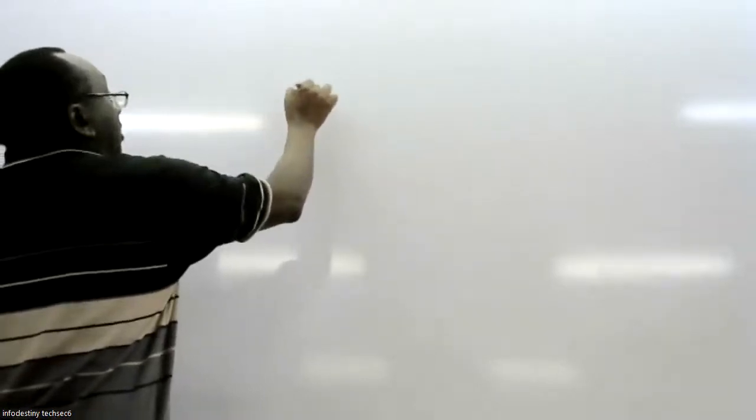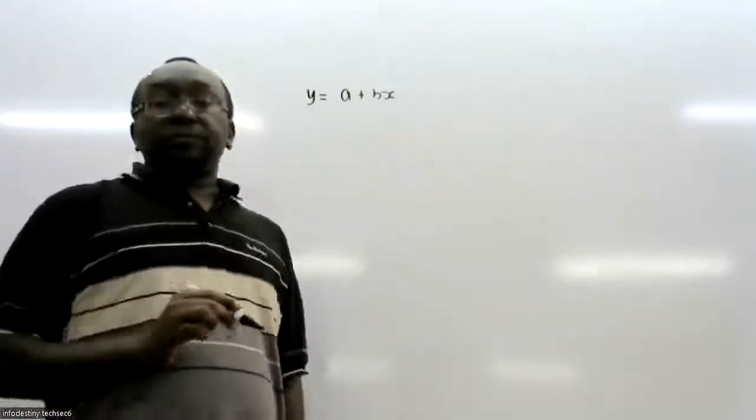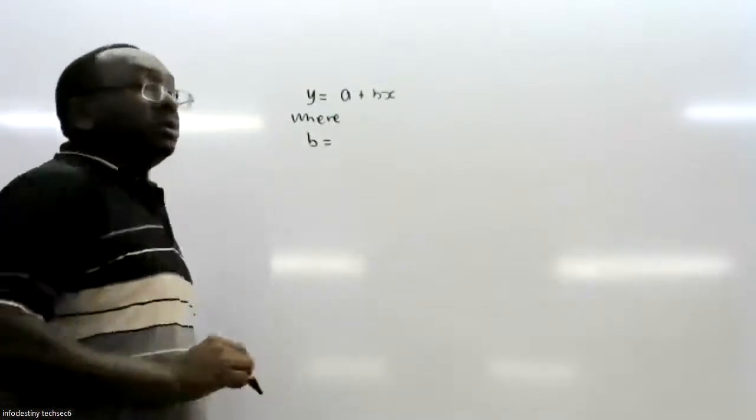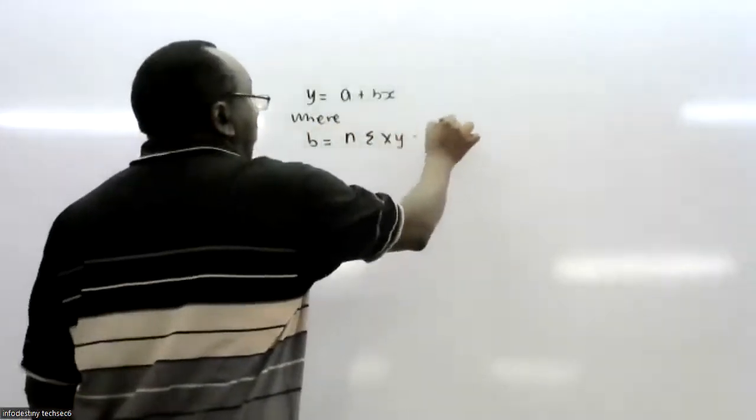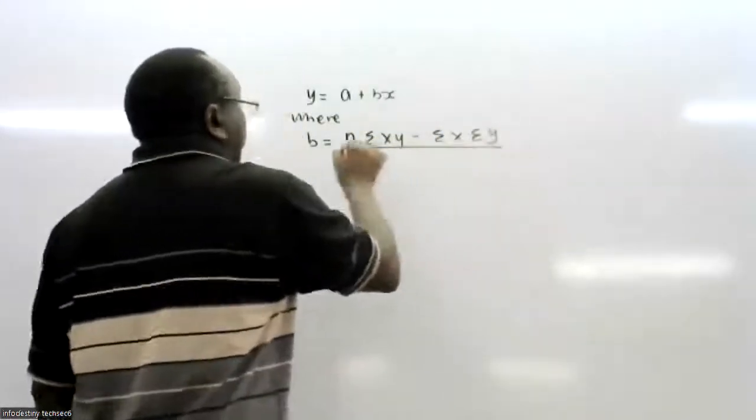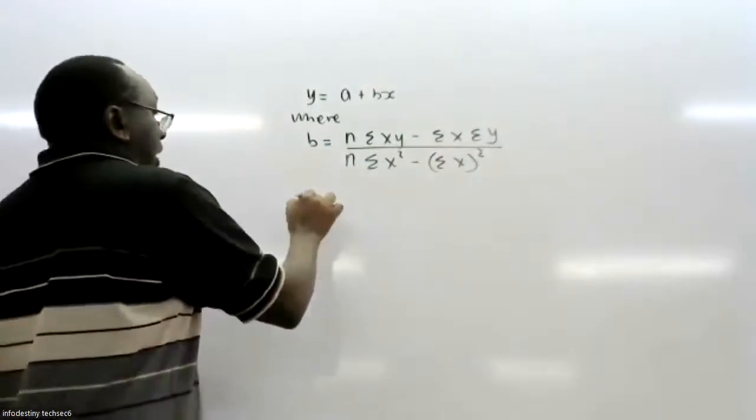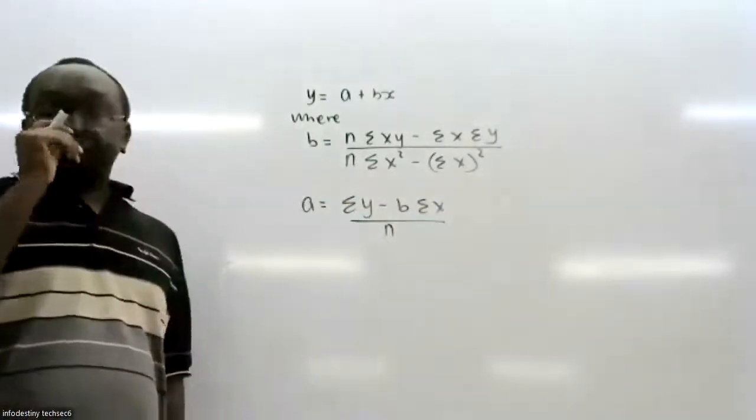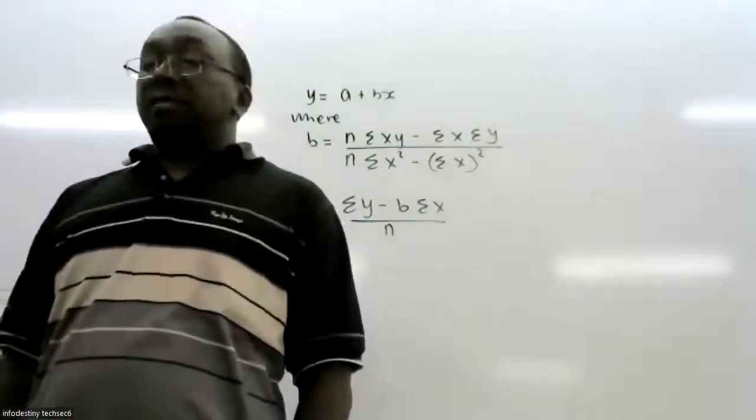The general format is y is equal to a plus bx, where b is equal to n sum of xy minus sum of x sum of y, divided by n sum of x squared minus sum of x squared, and a is sum of y minus b sum of x, divided by n.